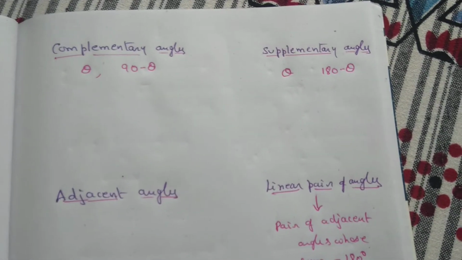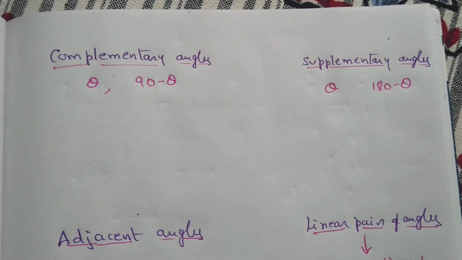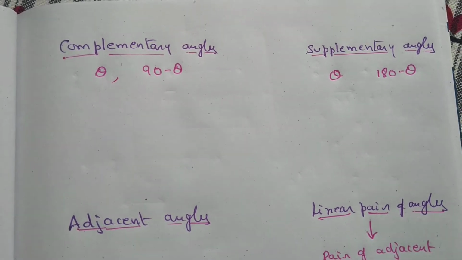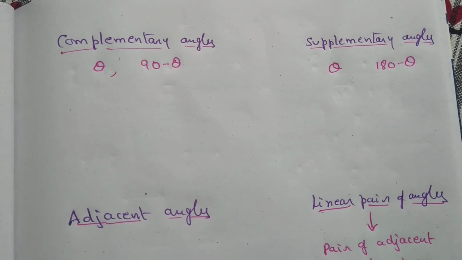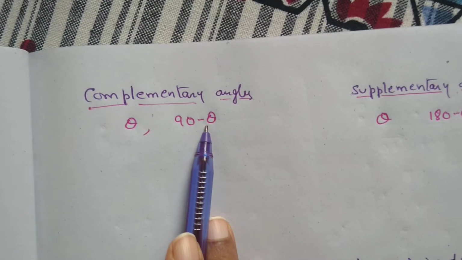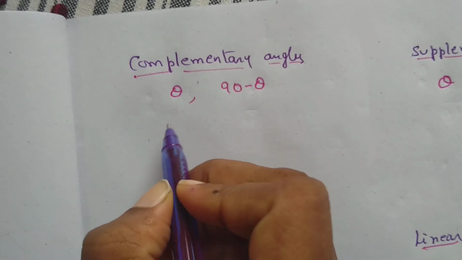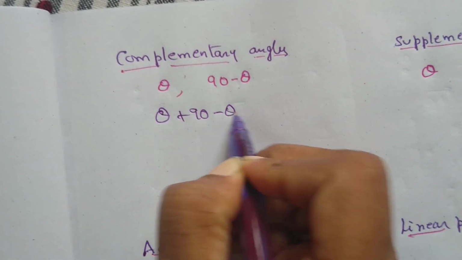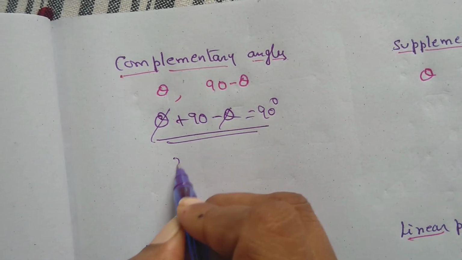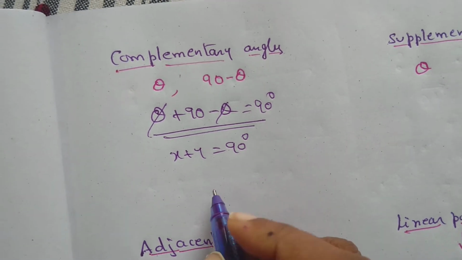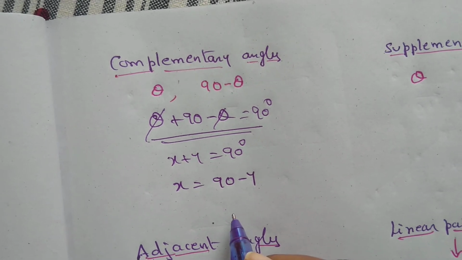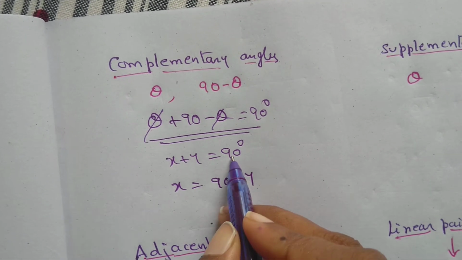So now let us move to the next part, complementary angles. That means if two angles are given and it is said that the two are complementary, then obviously those two angles can be something like, if one angle is theta, the other one would be 90 minus theta. Why? Because the sum of these is equal to 90 degrees. So when we say complementary angles, x plus y is equal to 90 degrees, right? So then x is equal to 90 minus y, is it not? So x can be expressed as 90 minus y.